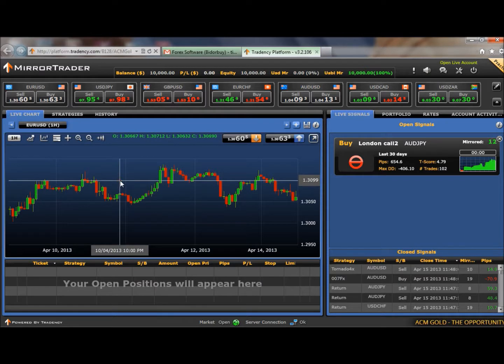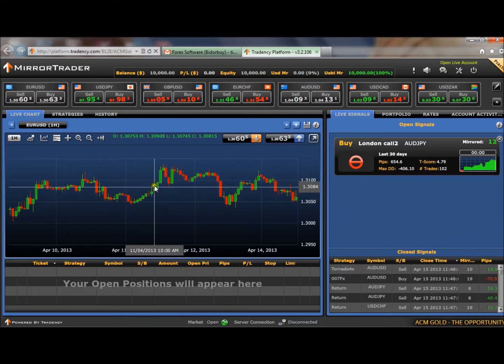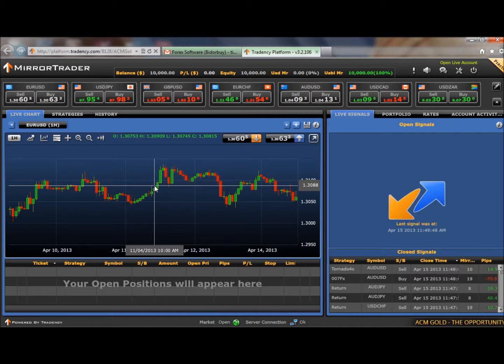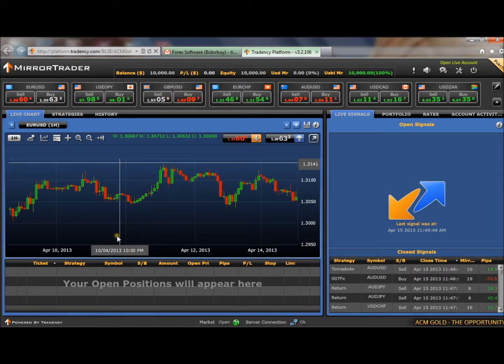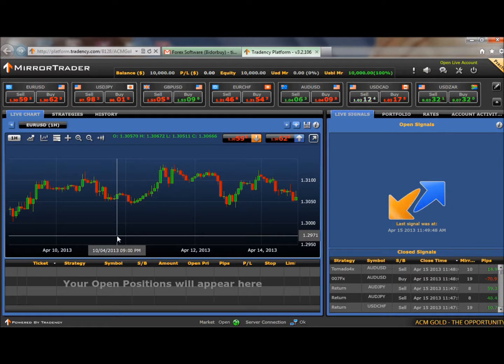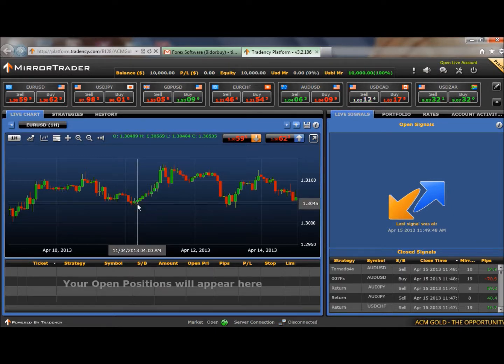You'll see some are red and some are green. The red ones just show that the price moved down in that hour, and the green ones show that the price moved up in that hour. For candlesticks, please again refer to Babypips. Babypips will give you a good definition on candlesticks and candlestick charts. Alright, so you can change firstly your time frame.